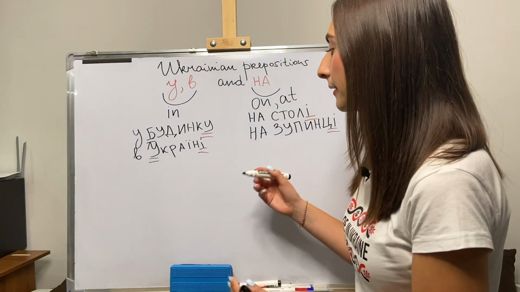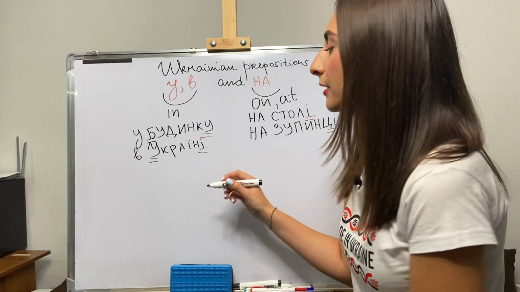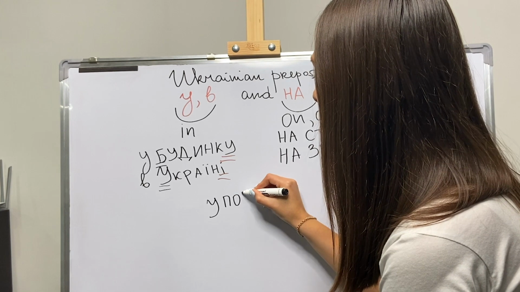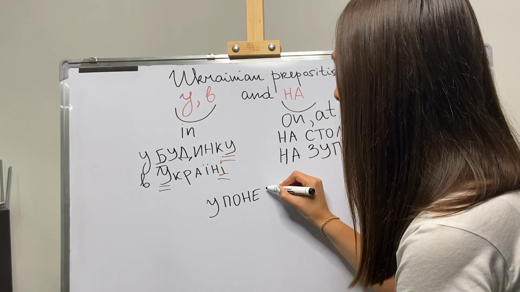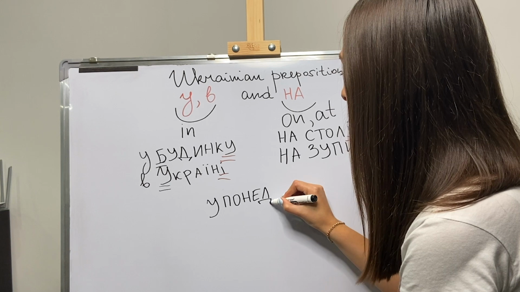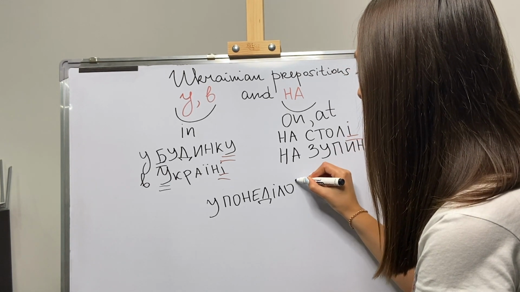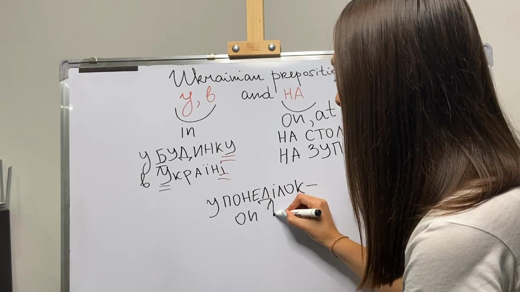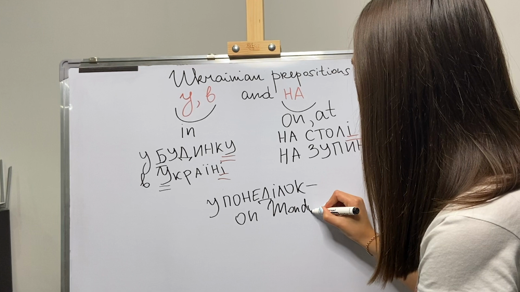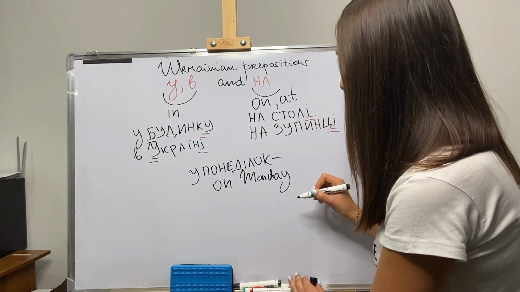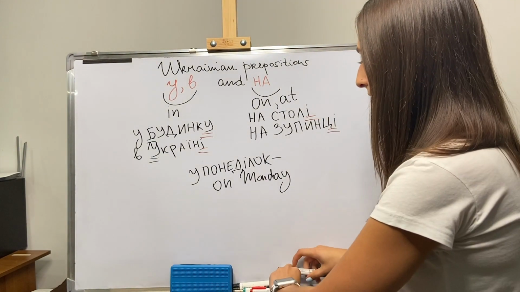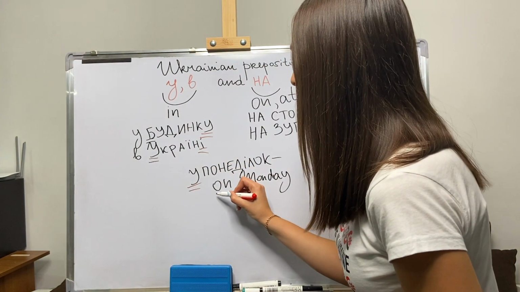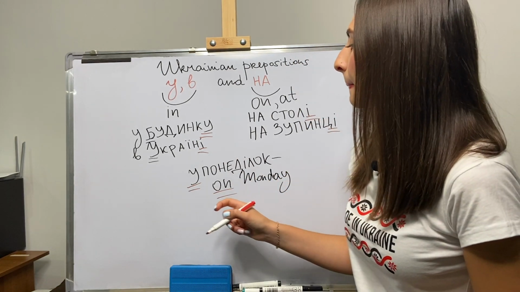So let me just write an example. So this is an exception actually. So we say у понеділок. У понеділок means on Monday. On Monday. So you see, у понеділок. And you say on Monday.